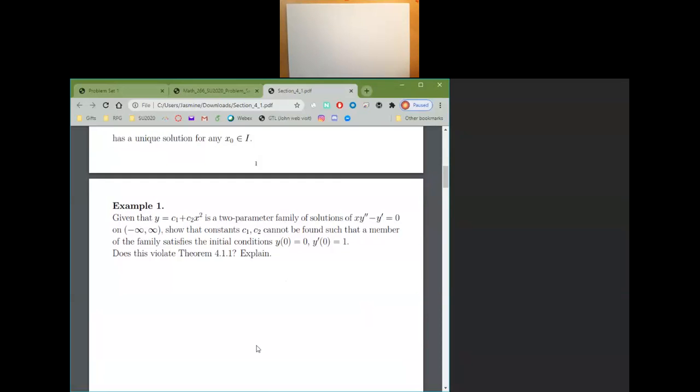Given that this is a 2-parameter family of solutions for this specific linear differential equation on the entire real line, show that there are no constants C1 and C2 such that the family satisfies the initial conditions y of 0 equals 0 and y prime of 0 equals 1. So how can we go about this? Should we take the derivative of the solution first? Yeah, totally. Y equals C1 plus C2 x squared.